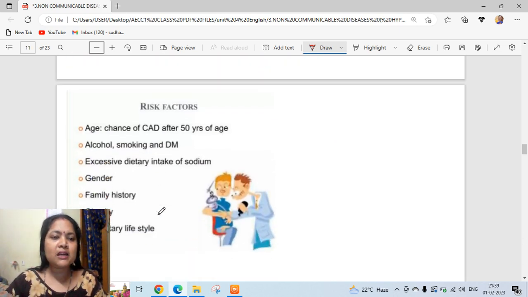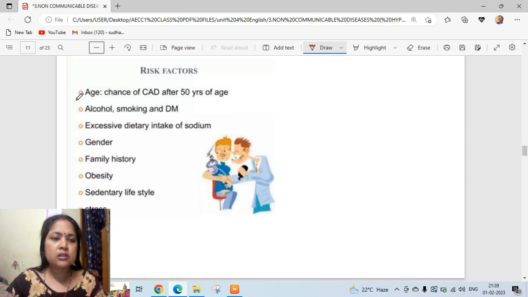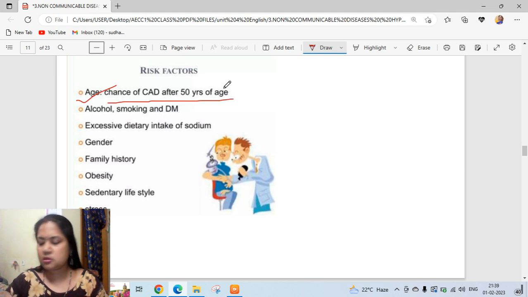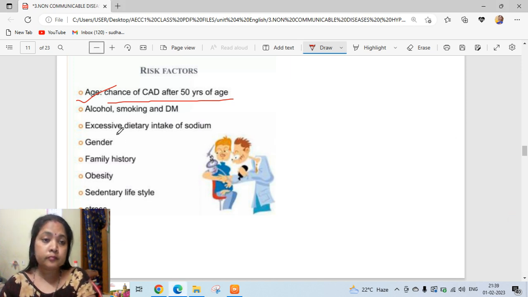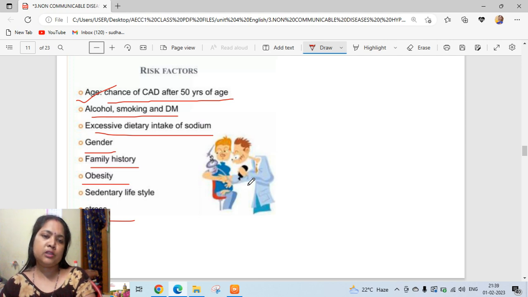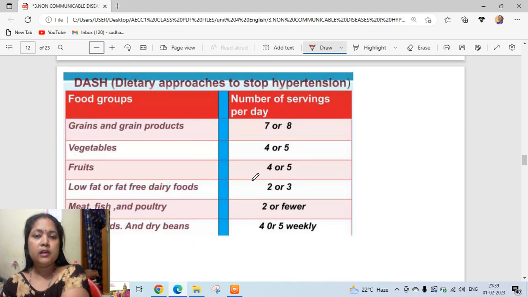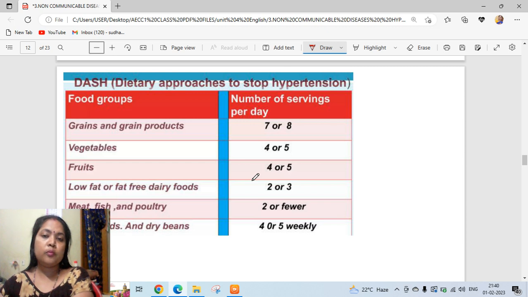So these are the complications of hypertension. Then what are the risk factors? Risk factors: one is age, the chance after 50 years, okay, is more. Then alcohol, smoking, then excessive dietary intake of sodium, gender, then family history, obesity, stress, these are the risk factors for hypertension. Okay. Then dietary approach to stop hypertension.